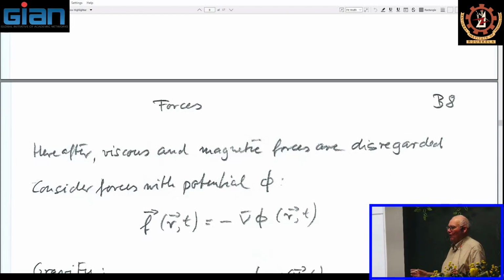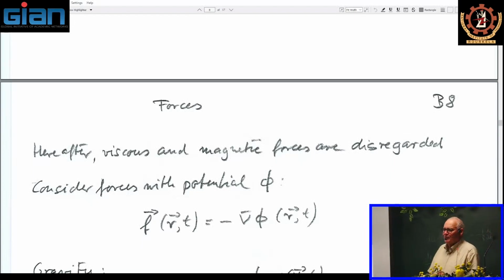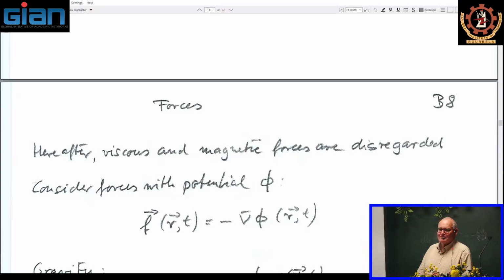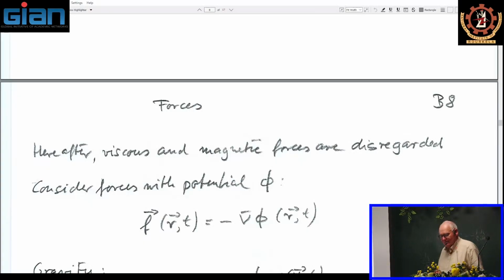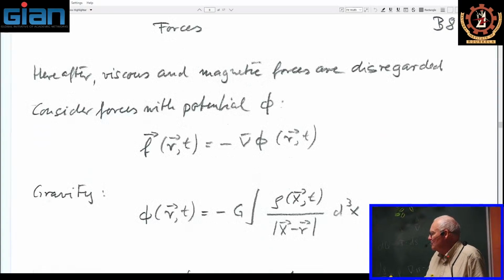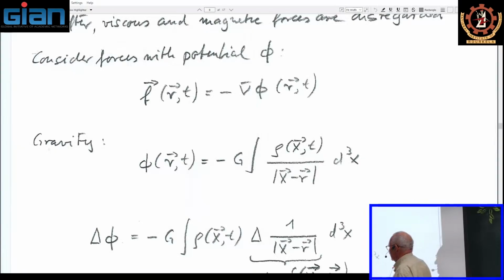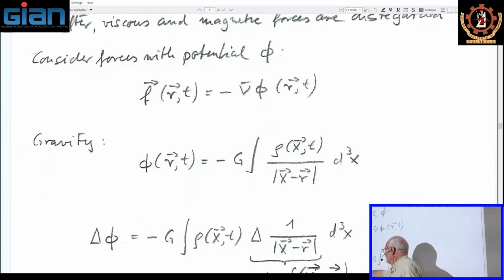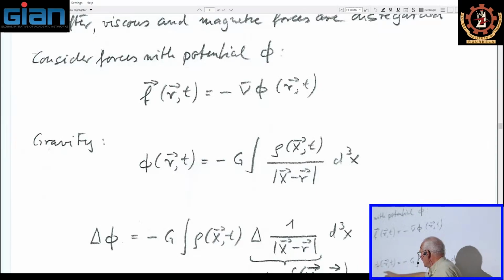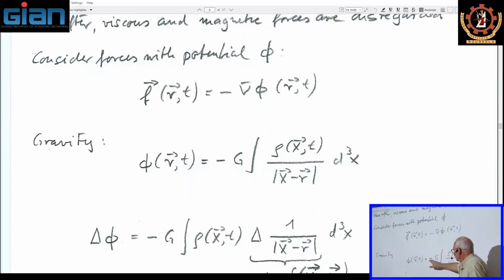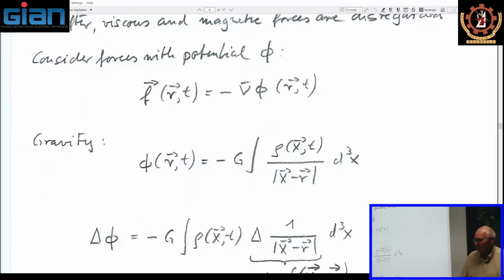Well, there is one obvious force which we can write in this form and which we need, of course, in astrophysics. This is gravity. And gravity has a potential, and the gravitational potential is given by an integral. The gravitational potential, depending on r and t, is given as minus the gravitational constant times the integral over the density at position x and t divided by the modulus of x minus r.